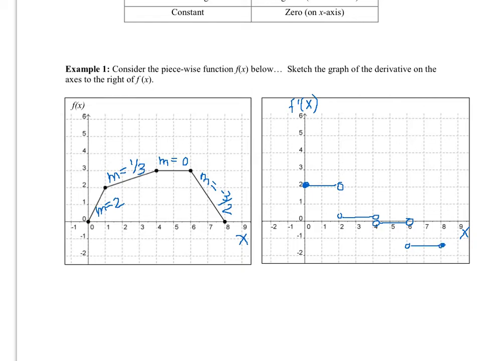Okay? So this ends up looking like a big stepping function at every location where the slope changes drastically. For example, at x equals 1, it changed from a slope of 2 to a slope of 1/3, and it did it at that instant. That's why at x equals 1, it's going to be an open circle. Let's go ahead and do the next example.